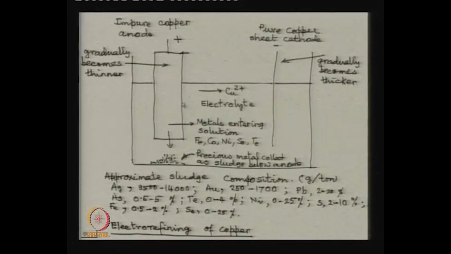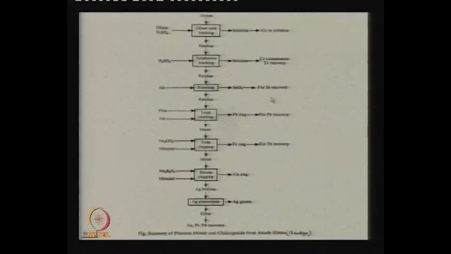Some impurities that dissolve in the electrolyte are to be rejected. Essentially, in electrorefining, copper moves from impure anode to a pure cathode. The slimes are a source of many important byproducts, and we go through elaborate chemical steps to remove them one by one.